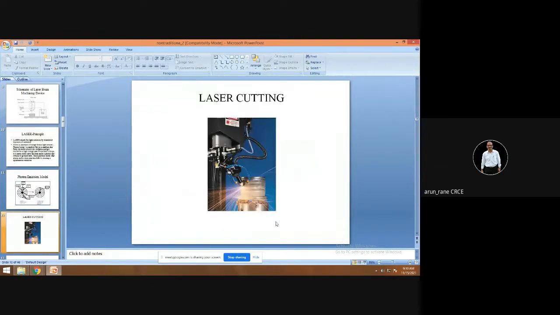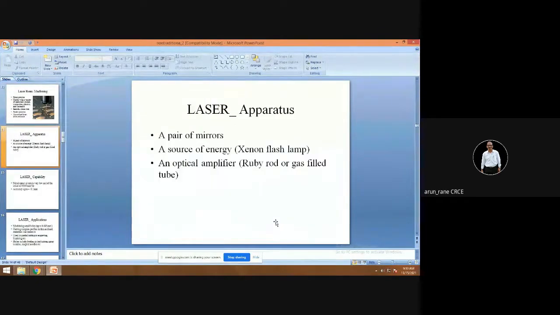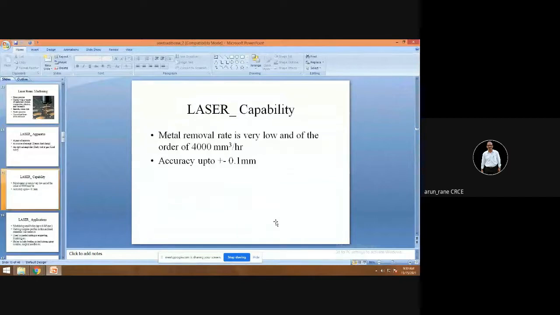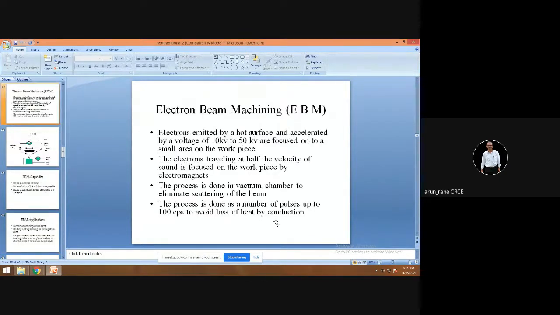What is the principle of laser? How does the laser cutting machine look like? What are its applications? I told you that laser is still imported. The laser source is still imported, and you can think of manufacturing laser source.